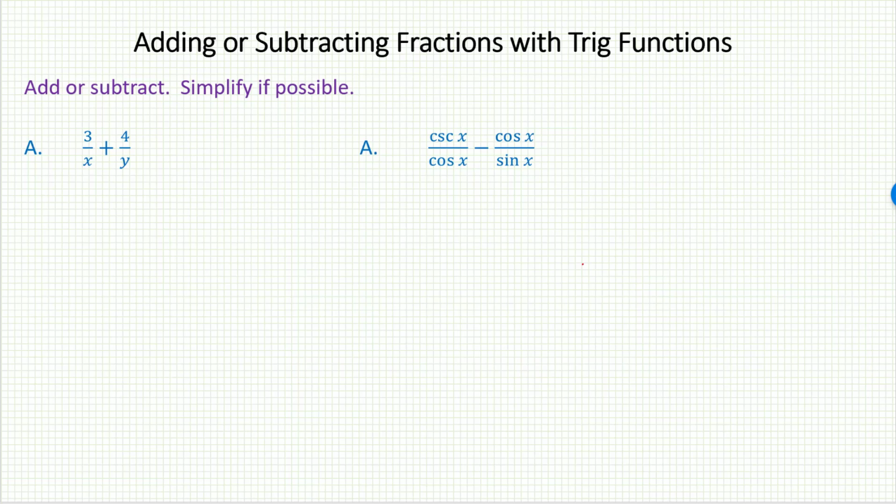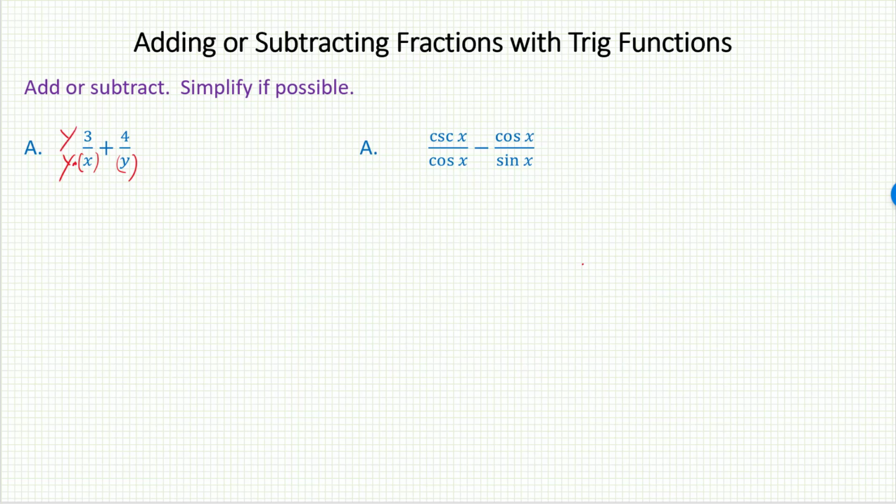What do I need to do? I need to change the fractions so they have one. Here's the steps. First, factor each existing denominator. X doesn't factor, it's its own factor. Y doesn't factor, it's its own factor. Well, that means the LCD, the lowest common denominator, is just going to be the product of X and Y, X times Y.